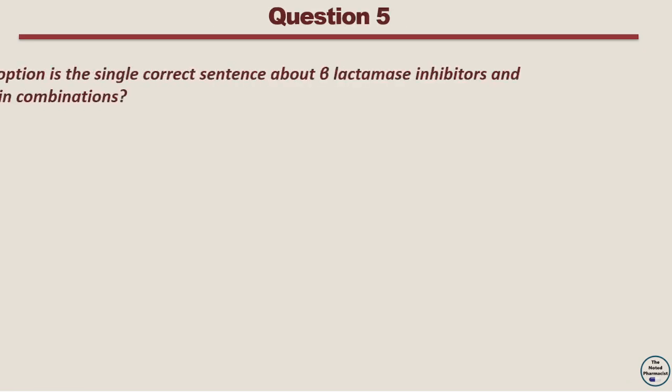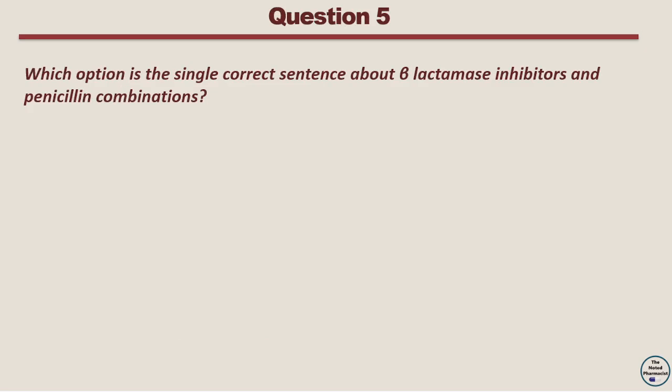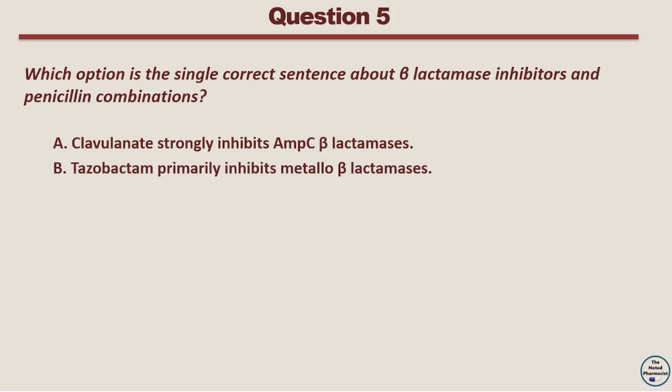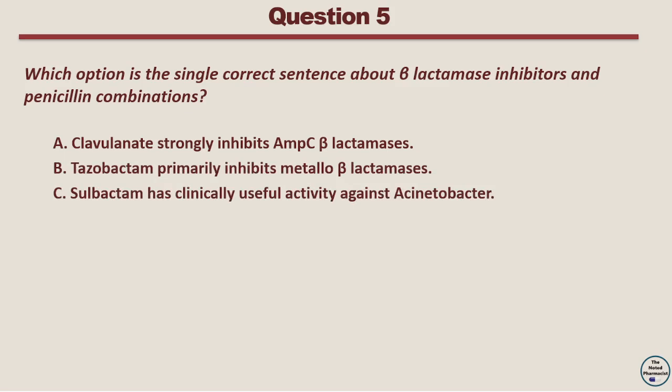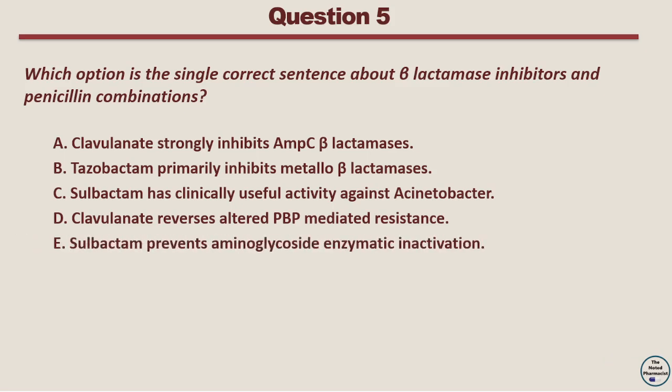Question 5. Which option is the single correct sentence about beta-lactamase inhibitors and penicillin combinations? Option A. Clavulanate strongly inhibits AmpC beta-lactamases. Option B. Tazobactam primarily inhibits metallo-beta-lactamases. Option C. Sulbactam has clinically useful activity against Acinetobacter. Option D. Clavulanate reverses altered PBP-mediated resistance. Option E. Sulbactam prevents aminoglycoside enzymatic inactivation.